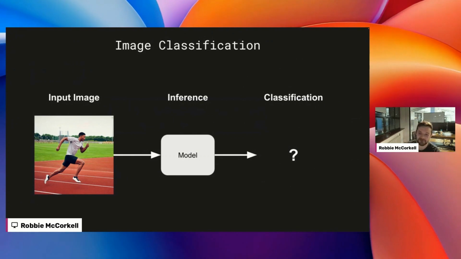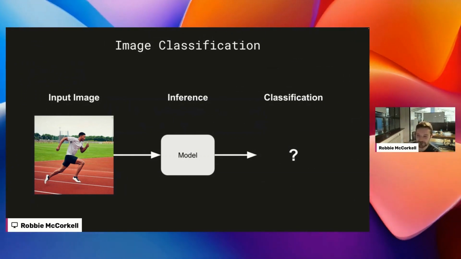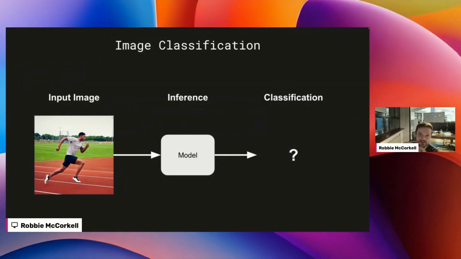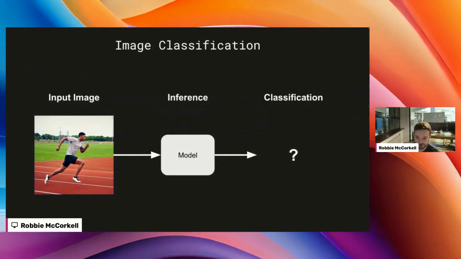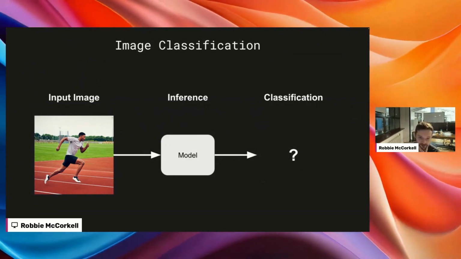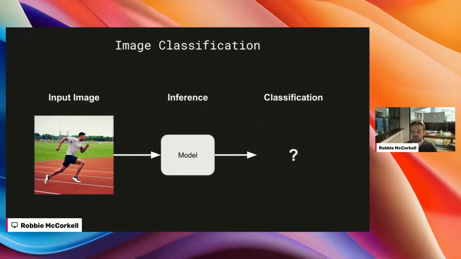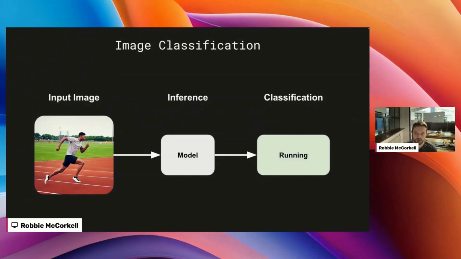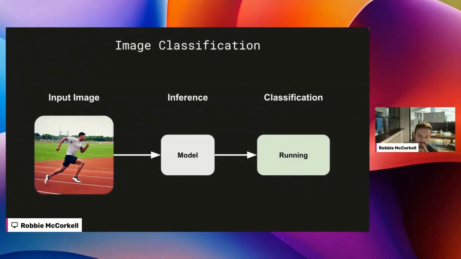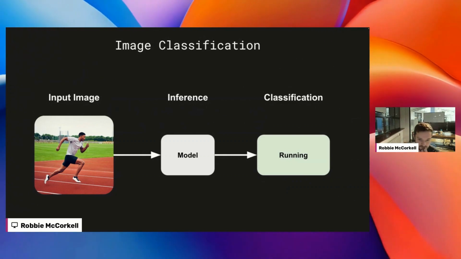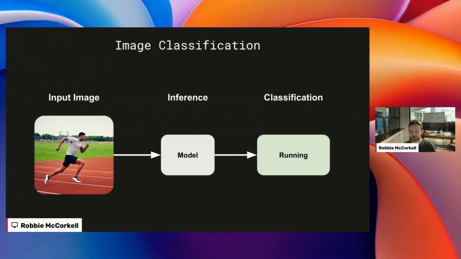So we all know how an image classifier works. You've got your model, you pass in an image. In this example, it might be a model that does some kind of human action classification. And from your input that you've passed the image in as, you get some classification out from the model, right?